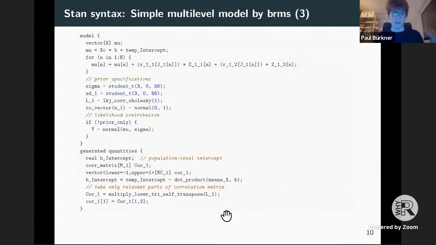Then we specify a lot of stuff in the model block, computing the likelihood, computing priors, and then we also generate some quantities. The point is not to go into the details here, but just to show you there's a lot of stuff happening behind the scenes.